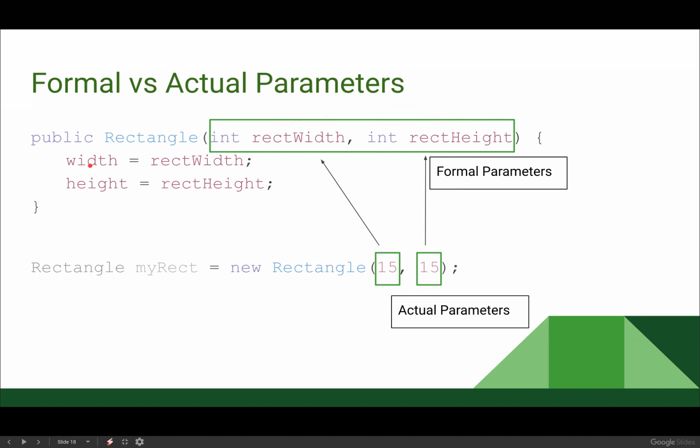And then width is going to equal the value stored in rect width. So width will be 15. Height is going to equal the value stored in rect height. Height will also be 15. So we will initialize our width and height for our rectangle as 15 and 15.